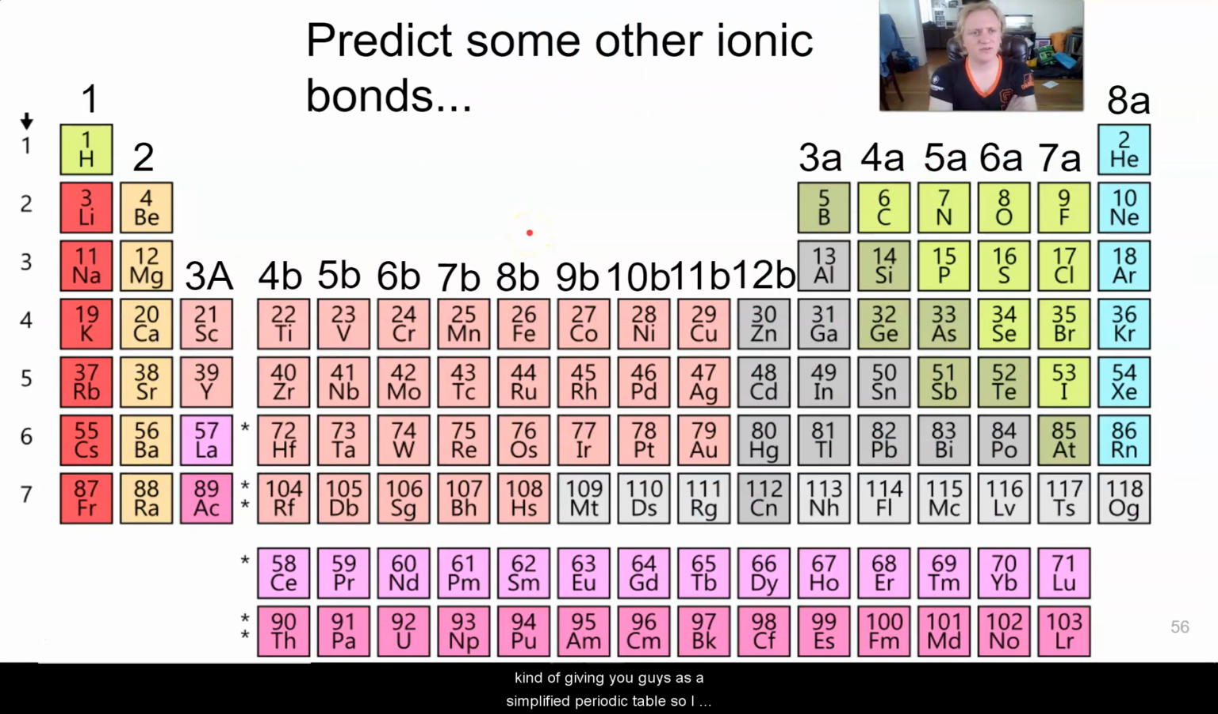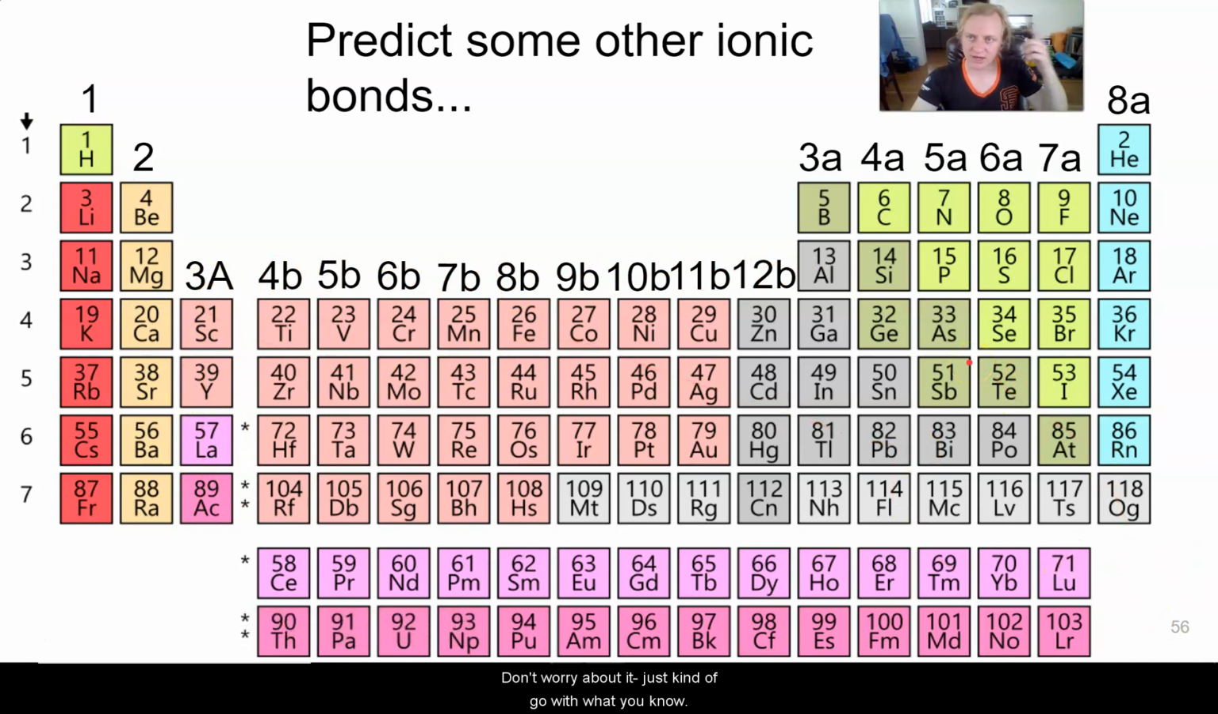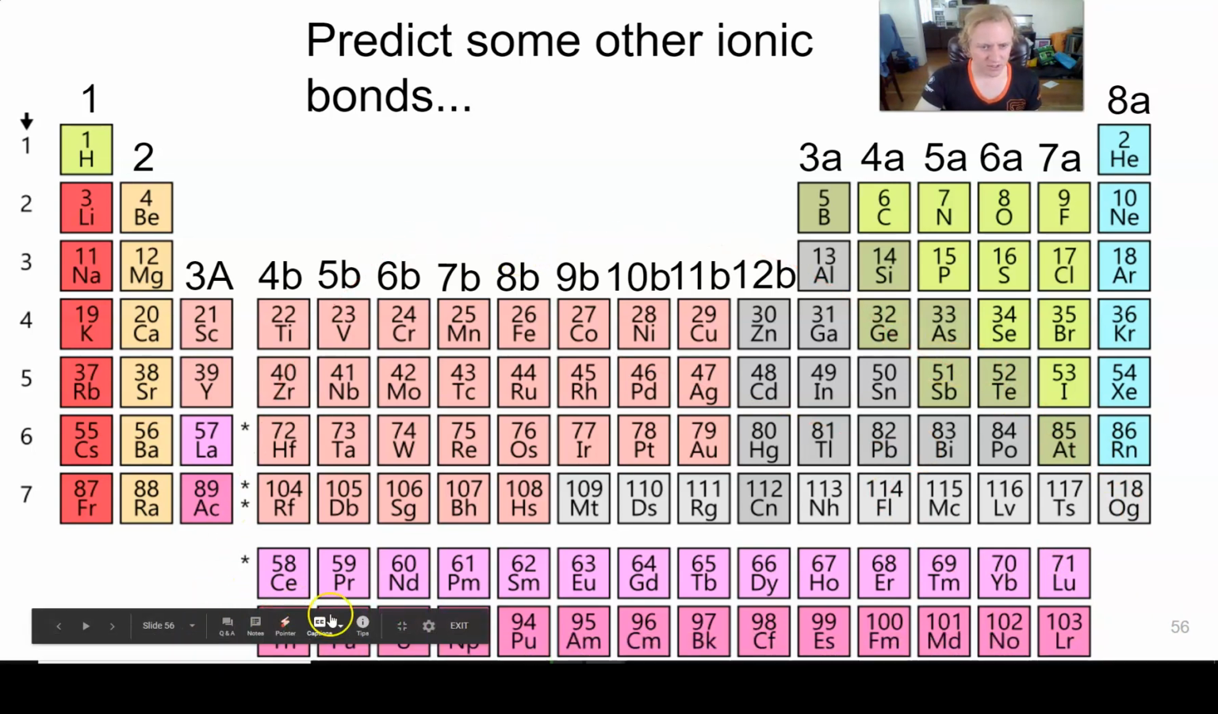I've been giving you guys a simplified periodic table, so I figured I'd give you a more full-looking one. Sometimes you get lots of this extra information on the top. People can add even more in, like there's a group added here. I've added the lanthanides and the actinides. Don't worry about them. Just go with what you know.